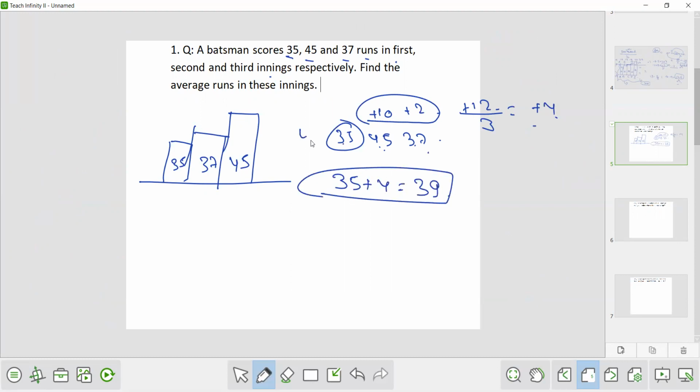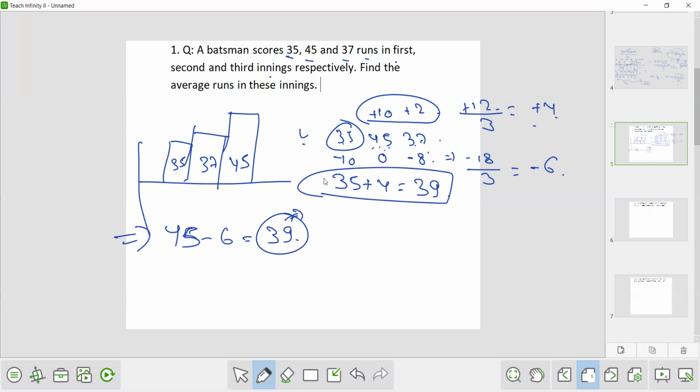You can suppose any number. Let's say the average is 45. If it is minus, the minus will be distributed among all the 3, so you will subtract that value from 45. So let's say the average is 45. How much less is each? It is 10 less, it is 0, and it is 8 less for 37. So minus 18 in total. Minus 18 divided by 3 is minus 6. 45 minus 6, the answer is 39. By whatever means, the answer will be the same. The answer will become 39 only.